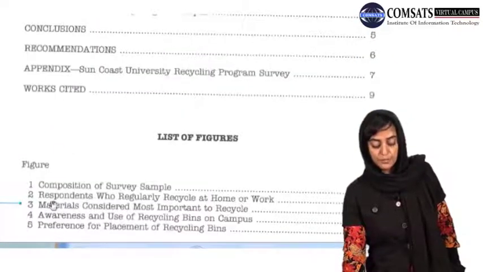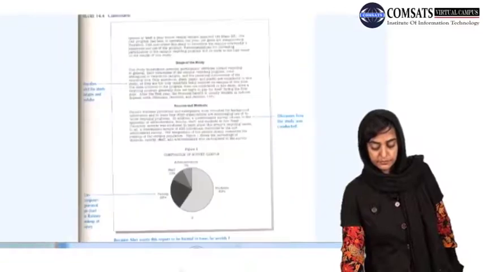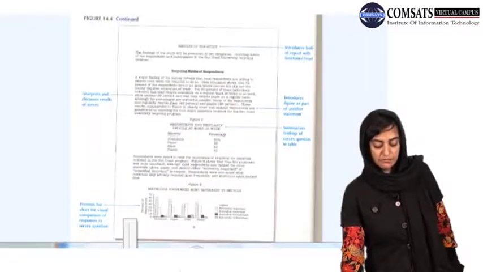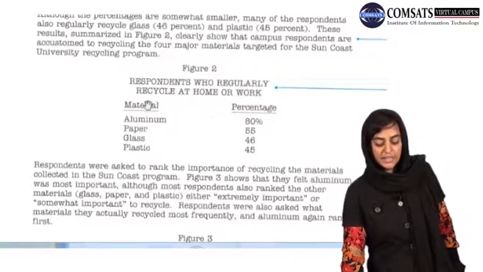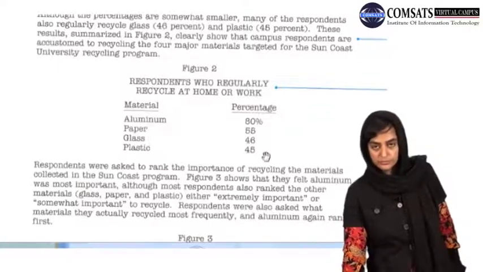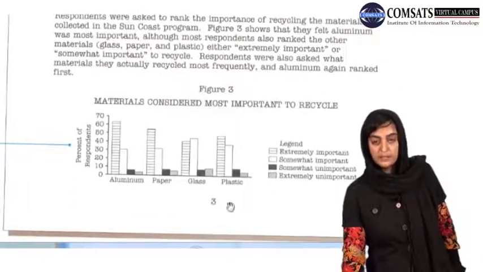Here the next figure should be on page number 3 and the title of the figure is respondents who regularly recycle at home or work. Let us move to page number 3 and see whether we find this figure with this title on page number 3 or not. Here is page number 3. Let me increase the size for you. Yes, we are having a figure with the title respondents who regularly recycle at home or work, and this is the material, this is the percentage. Yes, and the page number is page number 3.